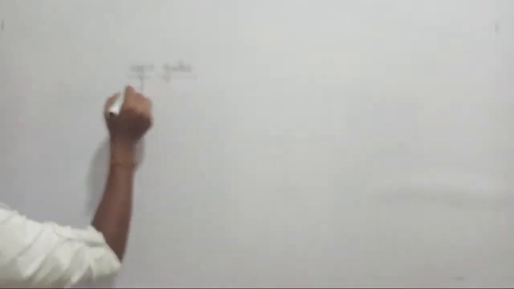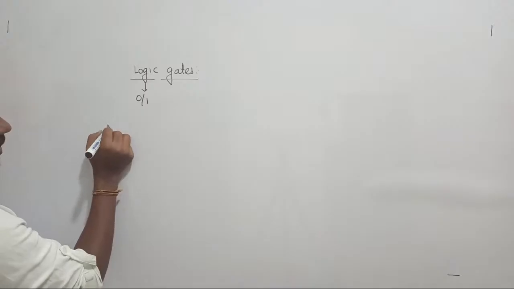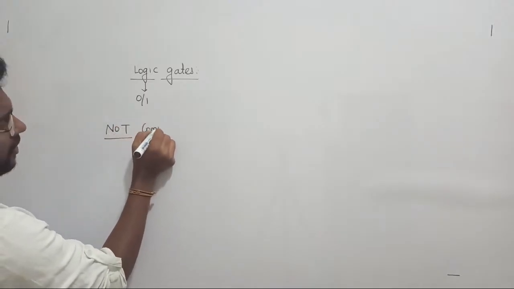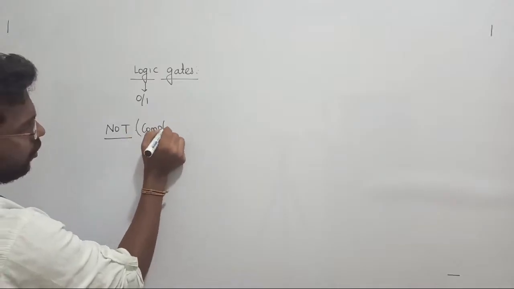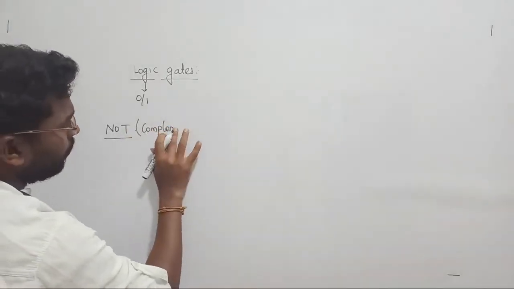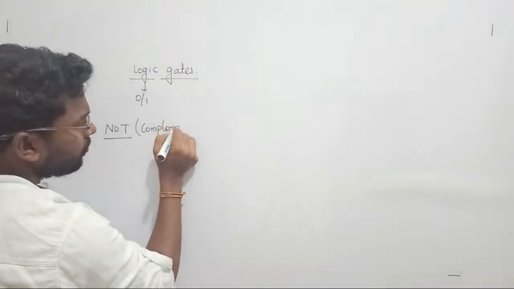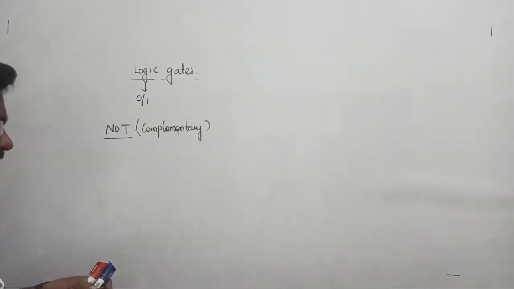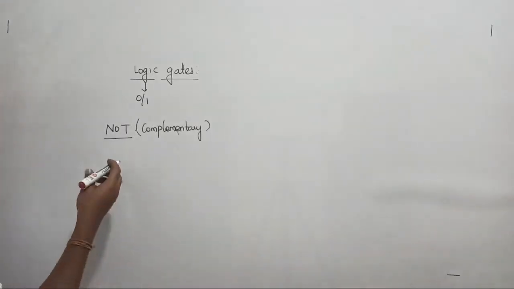So let us see. The first gate that I am introducing is called the NOT gate. People call it the complementary gate. Why are we calling it the complementary gate? Why are we calling it complementary? Complementary in the sense from the input side, right? From the input side. For example, listen.